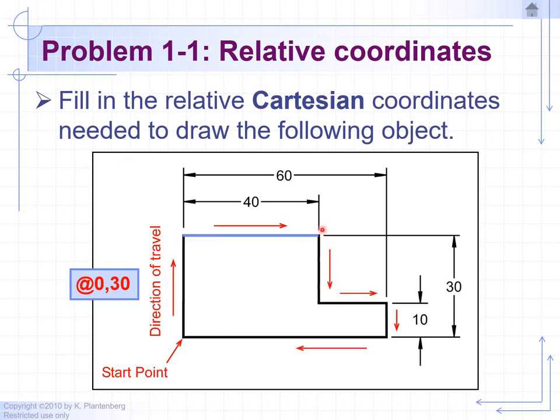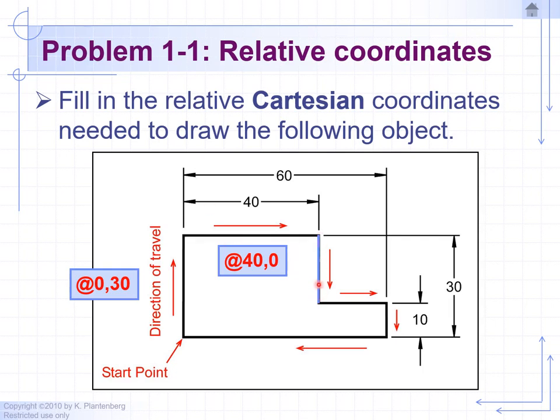To locate the next point, we know that this is a length of 40 in the horizontal direction, the X direction. So we're going to type in @ to let AutoCAD know that it's with respect to the last point we created. In the X direction, we're going to go 40, comma 0, 0 because we're not moving in a vertical fashion, and hit enter and it'll generate this line.